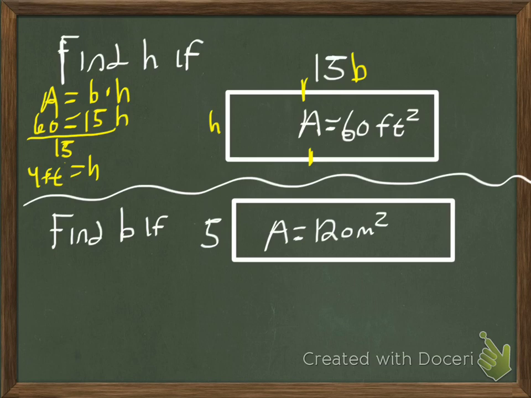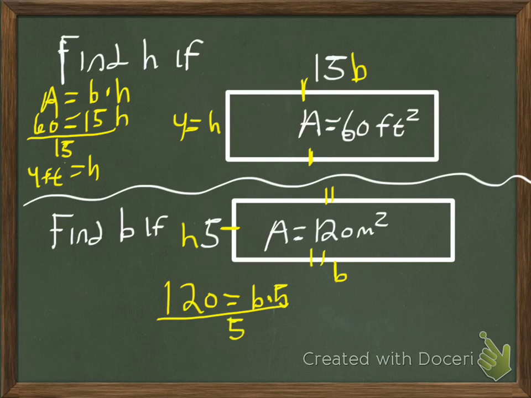All right. Find b if, well, that's the height, and that's the base. So the area 120 equals the base b times the height 5. Divide by 5, and b equals 24 meters.